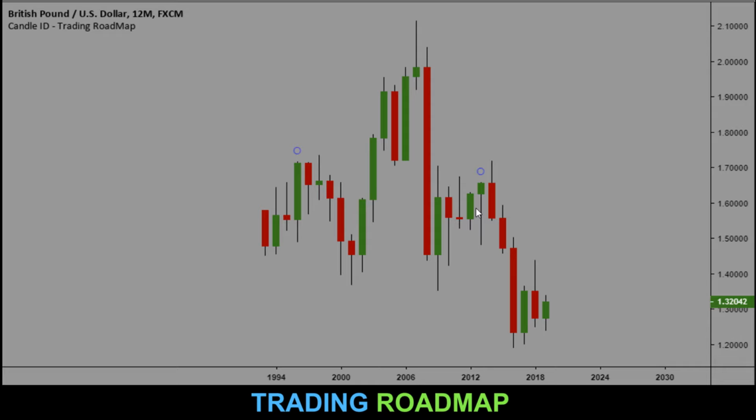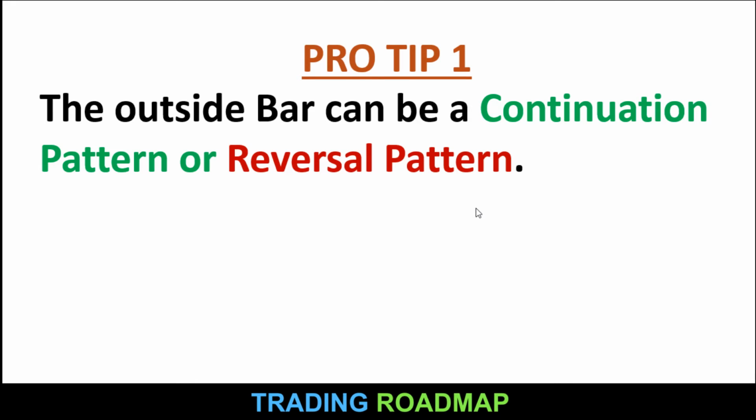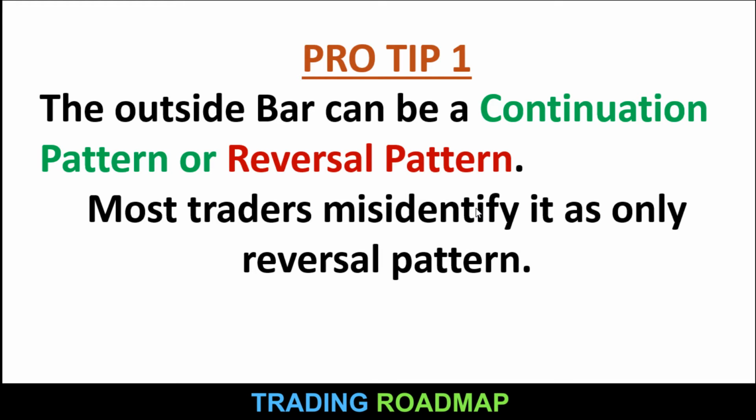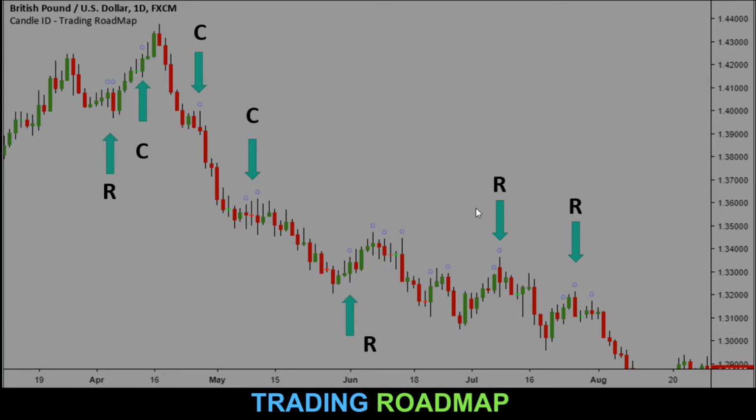So now we will discuss the pro tip that's going to help you define high probability trades. Pro tip number one is that the outside bar can be a continuation pattern or a reversal pattern. What I mean by that is most traders misidentify it as only a reversal pattern. They say an engulfing pattern or the outside bar is always only a reversal pattern, and it's not. I'll share this chart with you now.